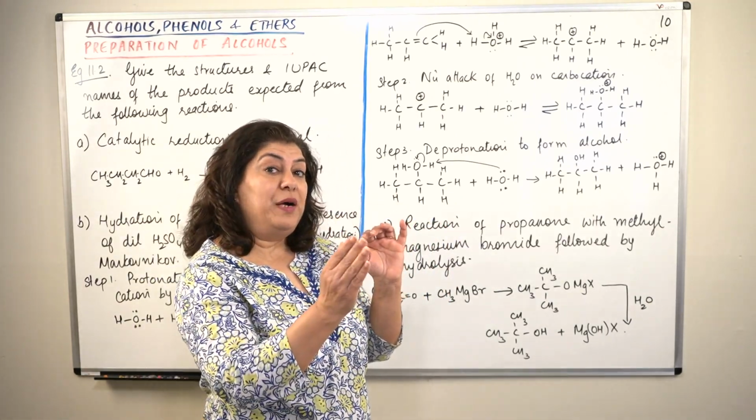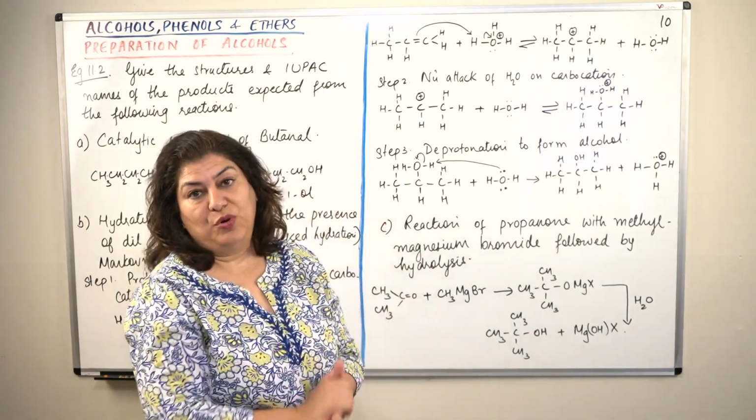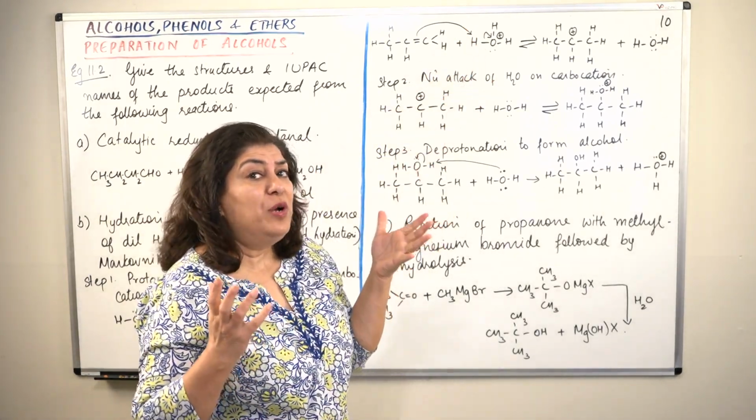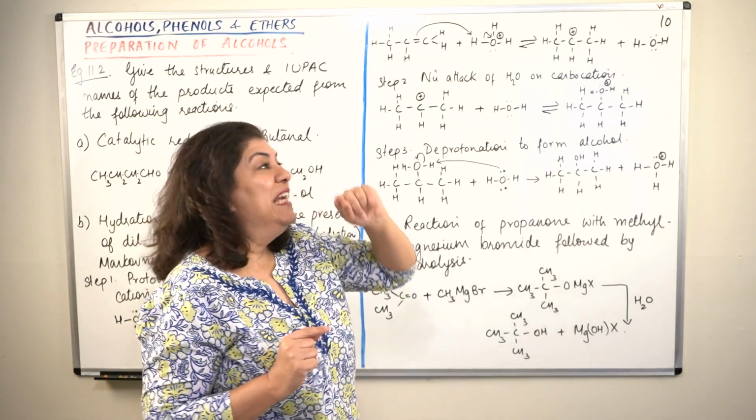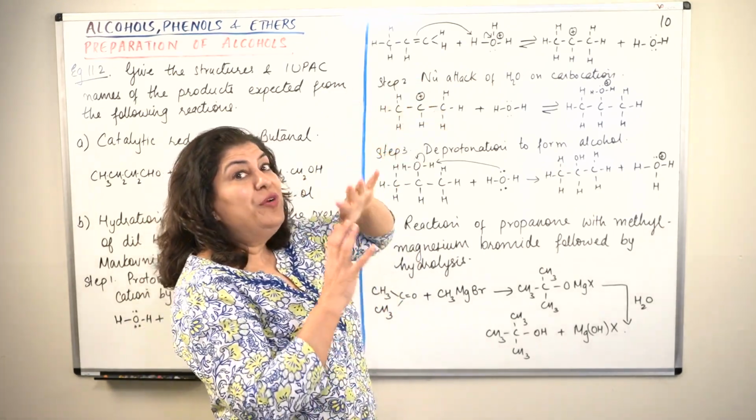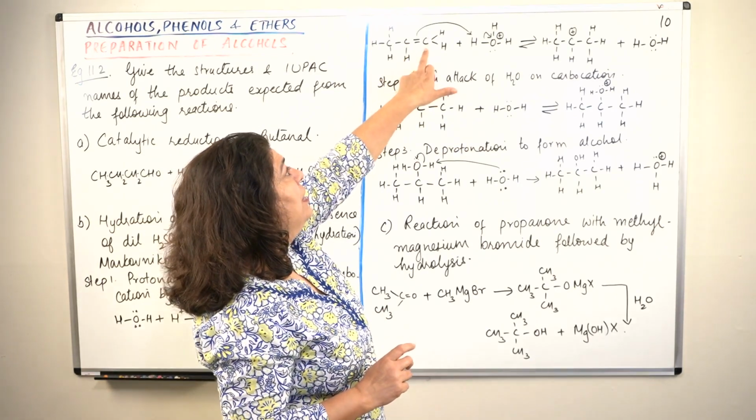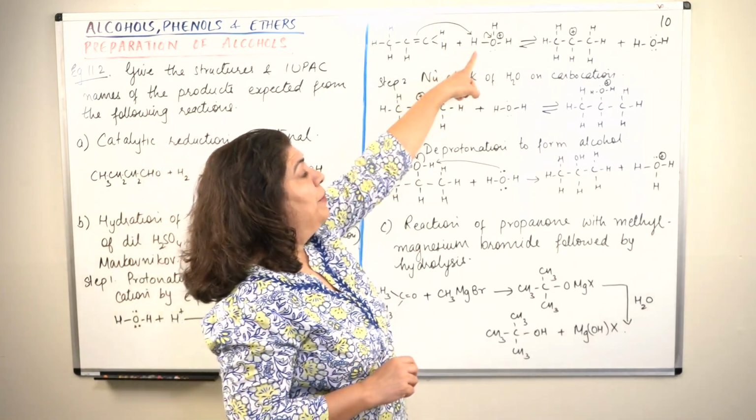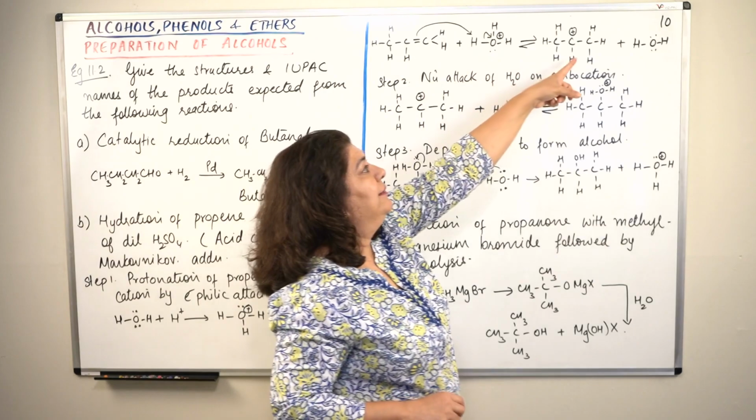And the positive part automatically attaches to that carbon which has more number of hydrogens. And hydrogen H positive is positive. So where will H positive attack? It will attack that carbon which already has larger number of hydrogens. This carbon has only one hydrogen, but this carbon is attached to two hydrogens. So the hydrogen ion which comes will come and attach itself to this carbon. And that is what happens.